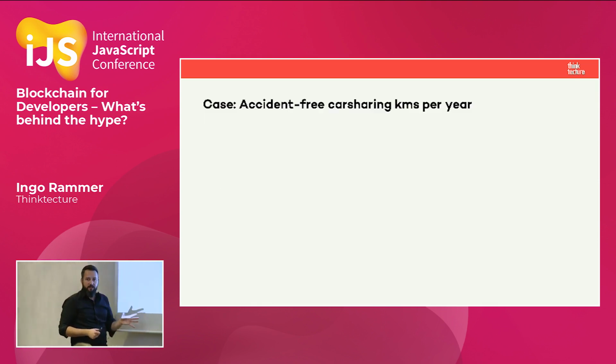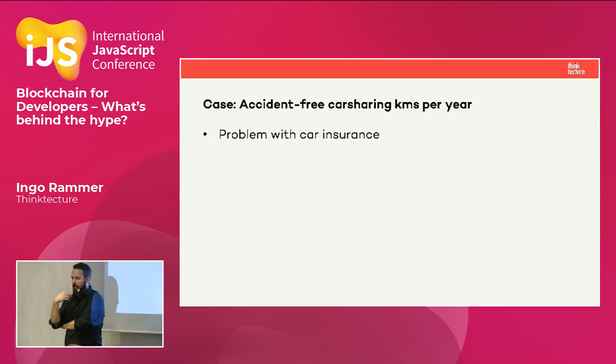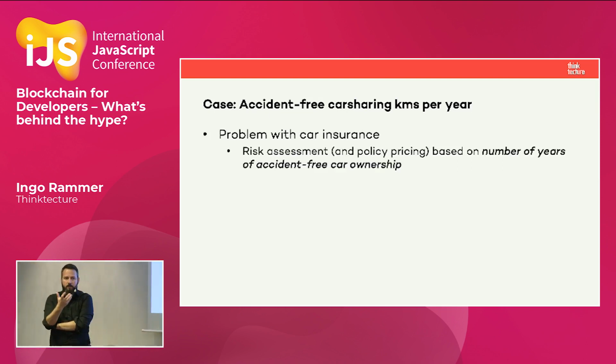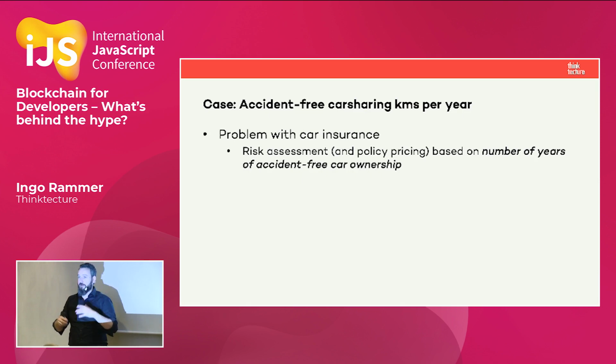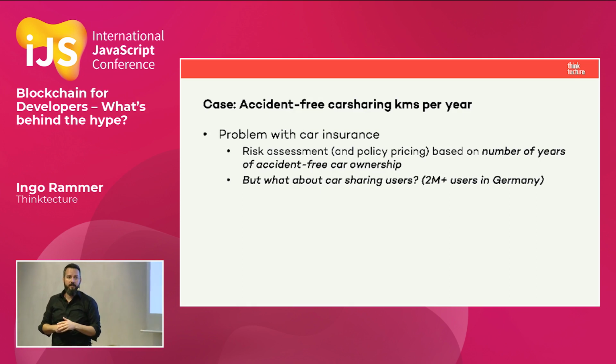A sample I like to use for this use case is the car insurance industry. Now in Germany, the risk evaluation of car insurance is based on the number of years you didn't have an accident. So if you have 10 years without an accident, you get the accident-free class 10, for those who are not in Germany. And it's based on car ownership, not on driving experience or anything. So we have a new problem. We have car sharing as a new concept.